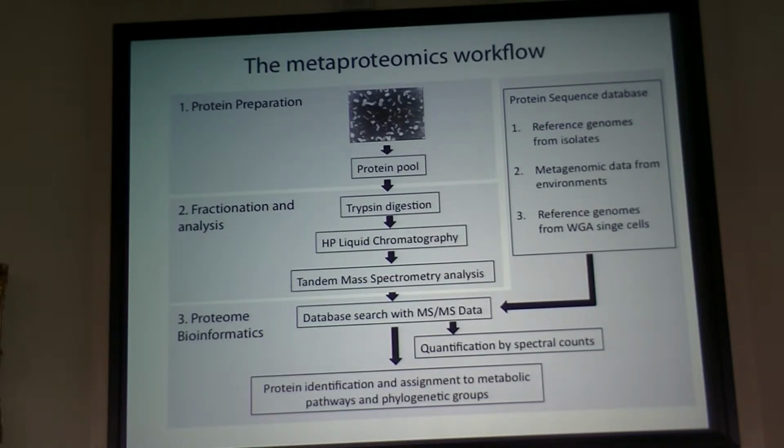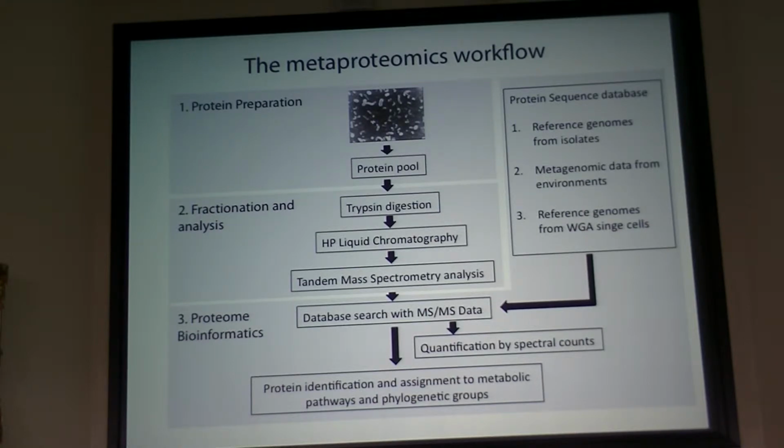So that's the first step and the second step. The real trick here in metaproteomics is the third step. And the reason for that is because to identify proteins that are expressed, we have to take the mass spec data and search it against protein sequence databases. You can only identify proteins that actually exist within your protein sequence database.